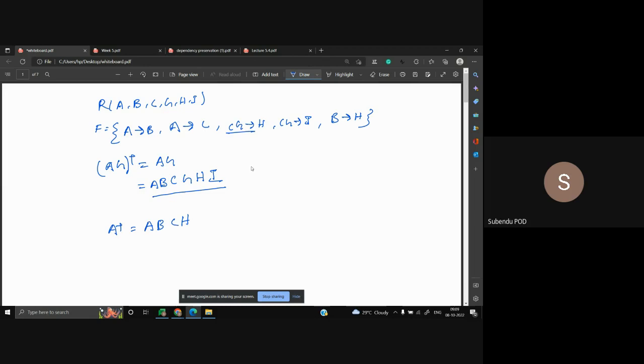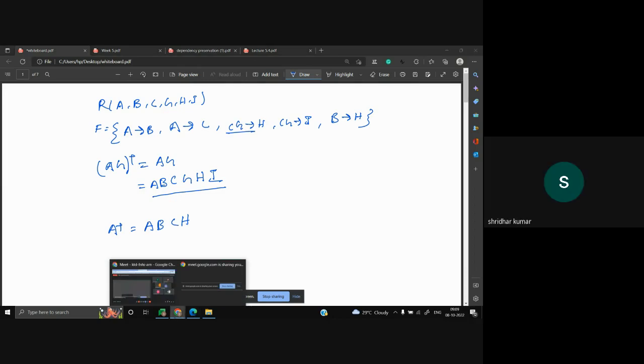Attribute closure is clear for everyone, because we will cover extraneous attribute, canonical cover, equivalent sets of functional dependencies, and lossless join and dependency preserving. So attribute closure is required. That's why I am asking. So attribute closure is clear for everyone? Yes, sir. Okay.